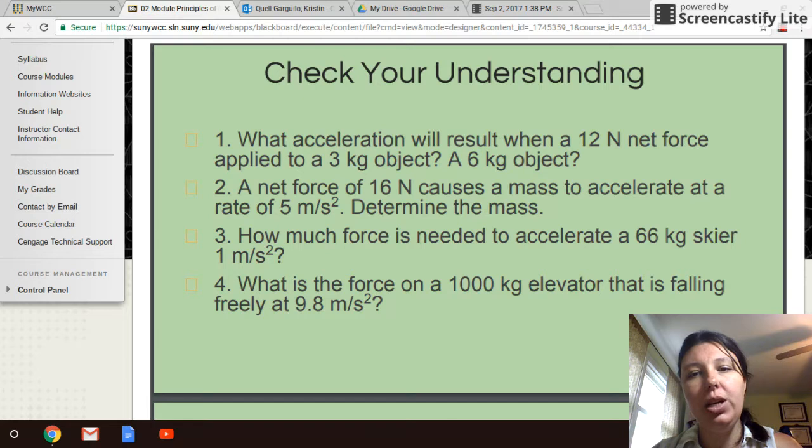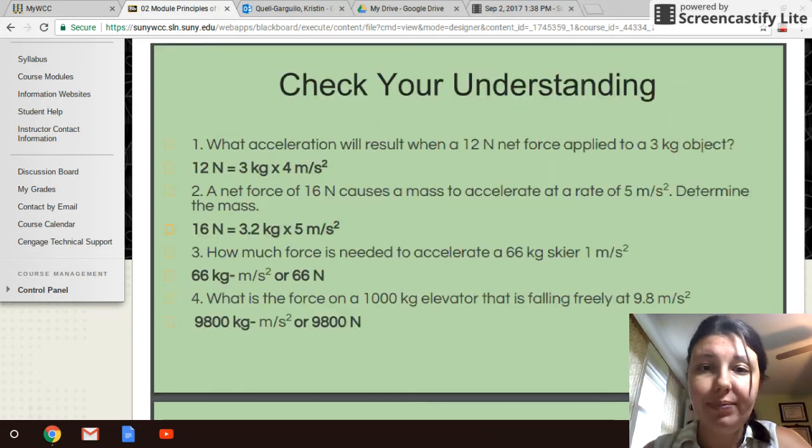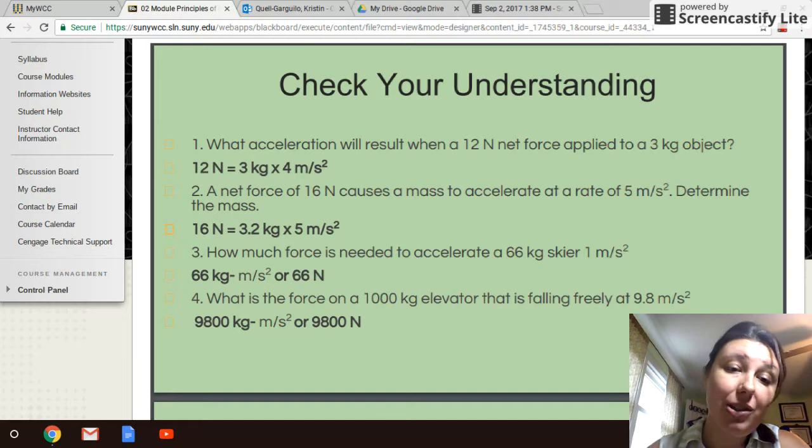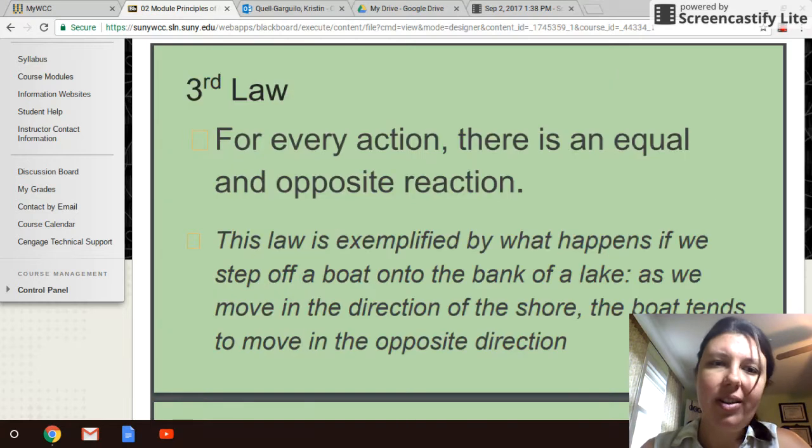It's that when you divide the 12 newtons by the 3 kilograms, you're going to also understand that a newton is the unit of kilograms meters divided by seconds squared. So you know that your unit that's left over is meters per seconds squared for question 1. So here is the answer key. Once again, just keep track of your units.